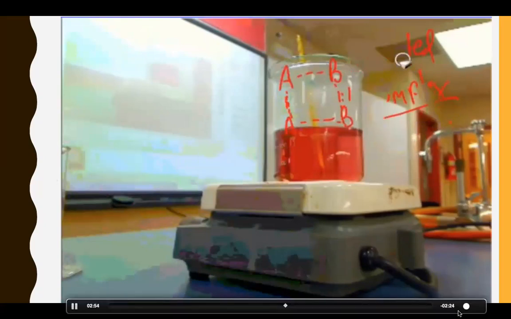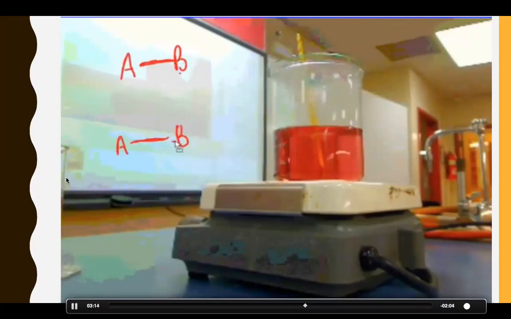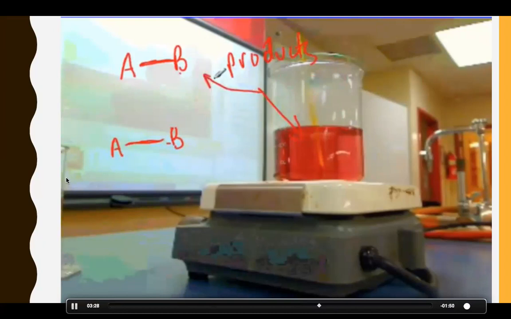Okay, where do you go with this? Still the music. So here's your products, AB plus AB, 2AB. Products, yeah, I get it, buddy. Okay, pink again. Yeah, great.